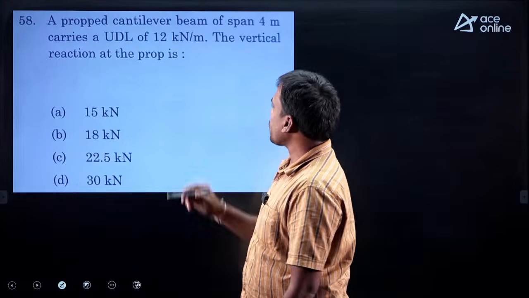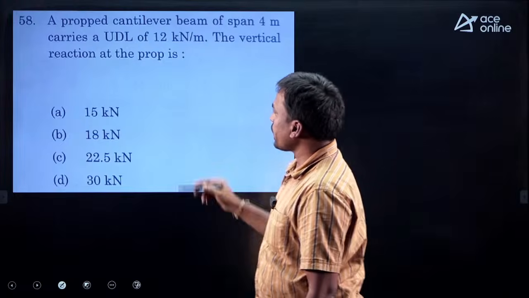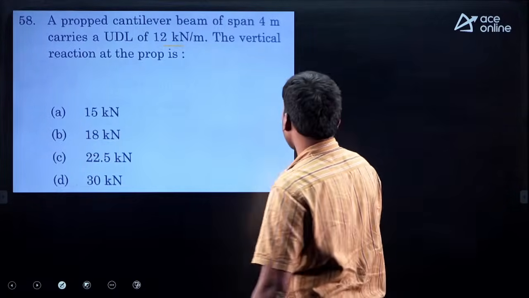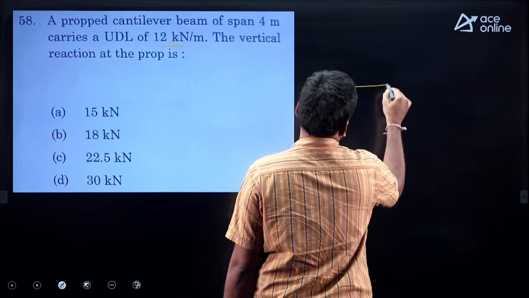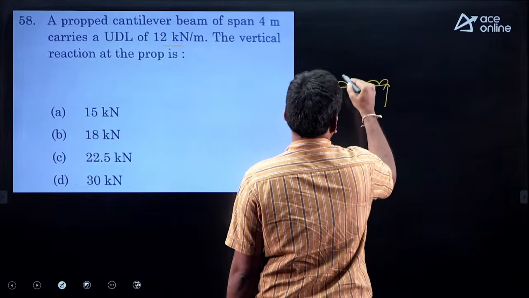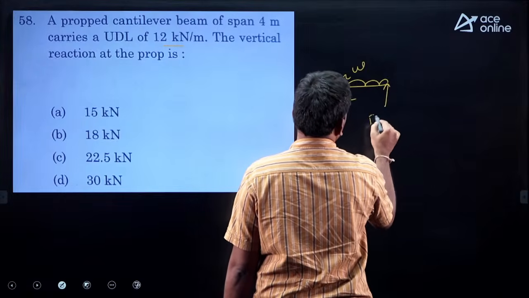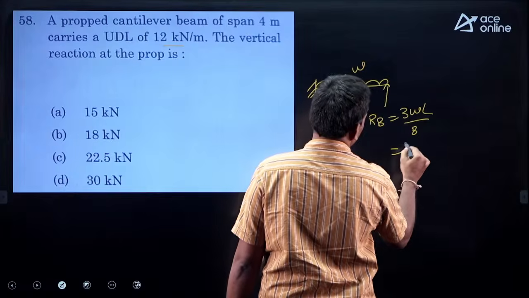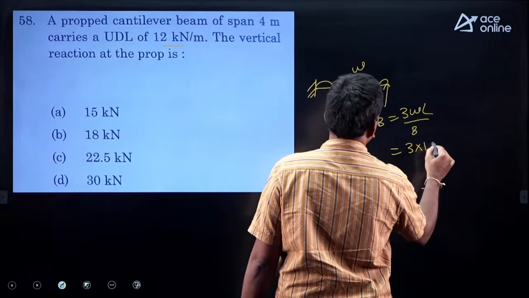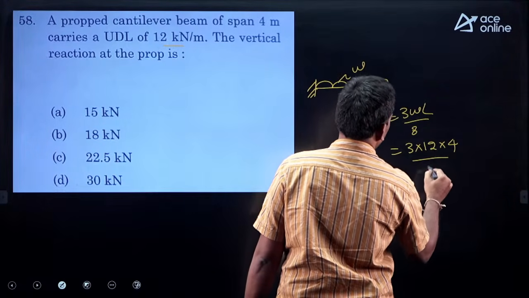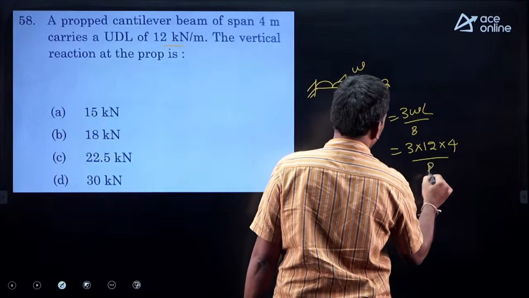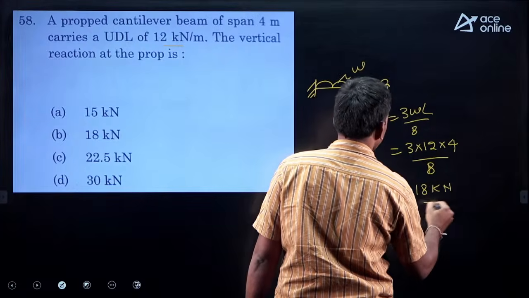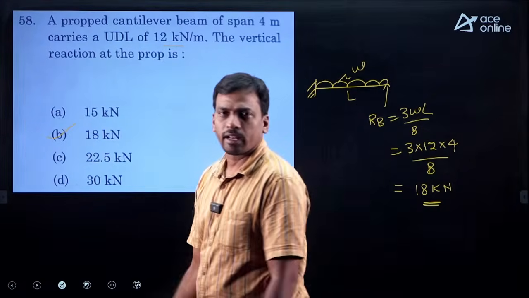Next, a propped cantilever beam of span 4 meter carries a UDL of 12 kilonewton per meter, the vertical reaction at the prop. Students, a propped cantilever beam subjected to UDL over the entire span has the direct formula for prop reaction, 3WL by 8 only, right. Here W is given 12 and span is given 4. If you solve 3WL by 8, you will get 18 kilonewton. Then option B is correct.